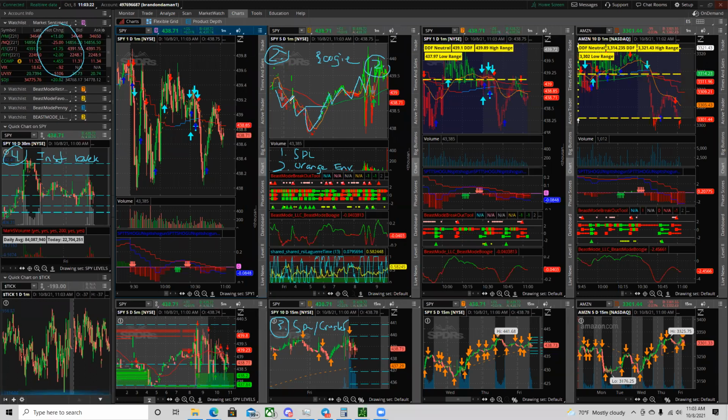So I use this orange line for entry purposes. If we're underneath and we're trending down, I wait for price to come down, come up, get underneath it. I take puts right here. Here's my stop, and I get a winner.